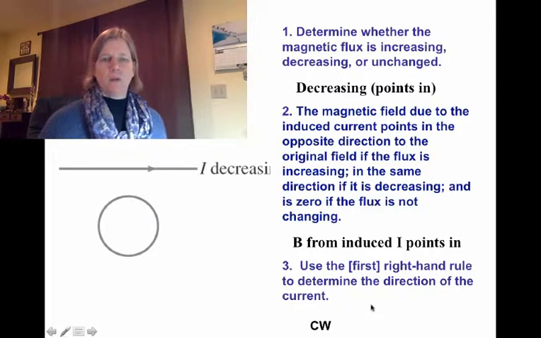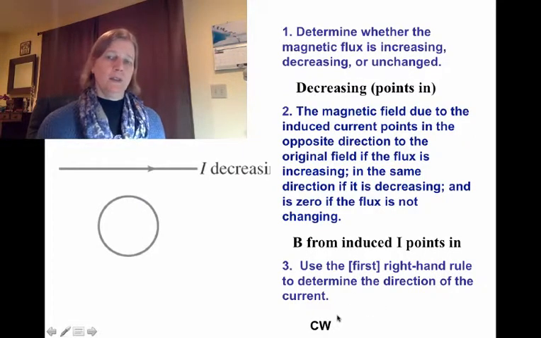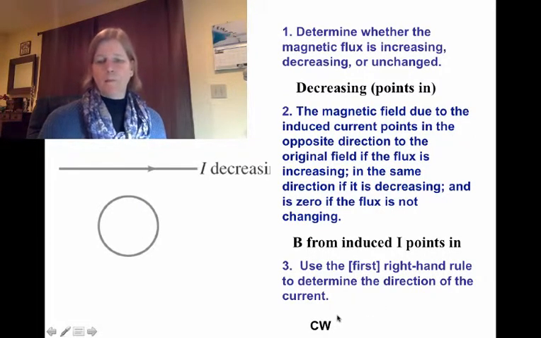So we have our result that the induced current is clockwise. All right, let's do another one.